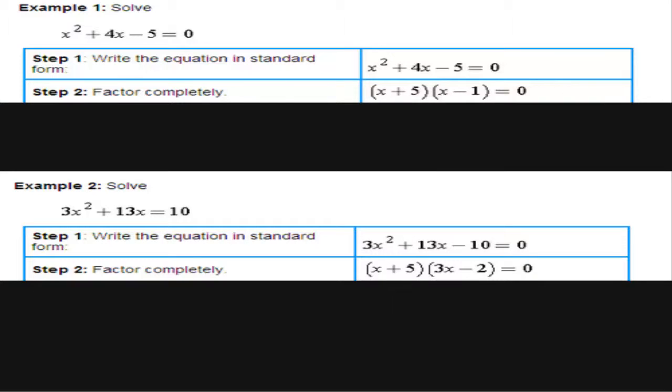And then example 2 is where rooftop would come in handy. You do 3x squared, well, you just do 3x times negative 10, which is negative 30. Then you gotta find what are multiples of negative 30 that also equal positive 13.